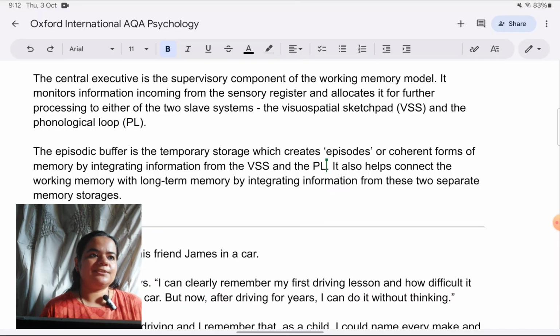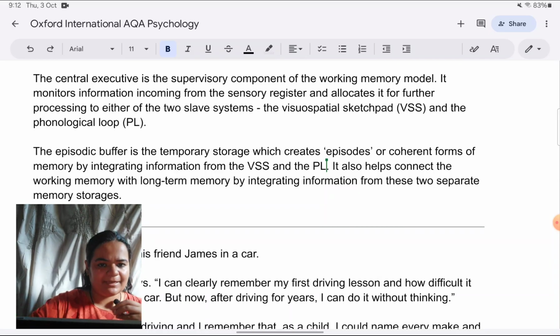What we mean by using good language or good terminology is not to use casual language. Use language which indicates that you're a student of psychology. So don't use language such as, an episode is, some students write, a collection of memories. First of all, that's not very accurate also.